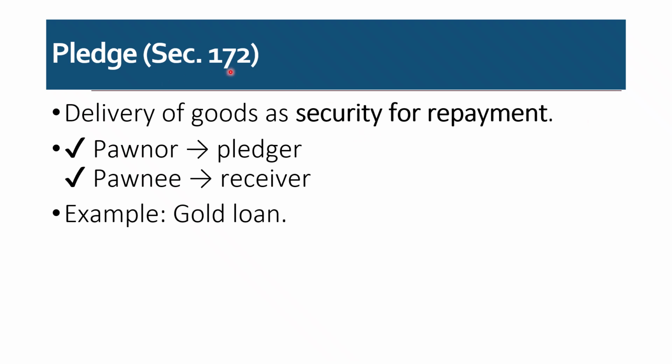Coming on to pledge, Section 172. Let's understand what it is. The bailment of goods as security for payment of a debt or performance of a promise. So when you deliver the goods as security for the repayment. Now here there are two people involved, the pawnor or the pledger, and the pawnee or the receiver. Right? For example, a gold loan. In case of a gold loan, you put your gold into the bank and you take the loan against it. At the time of payback, you pay the amount and your gold is returned.